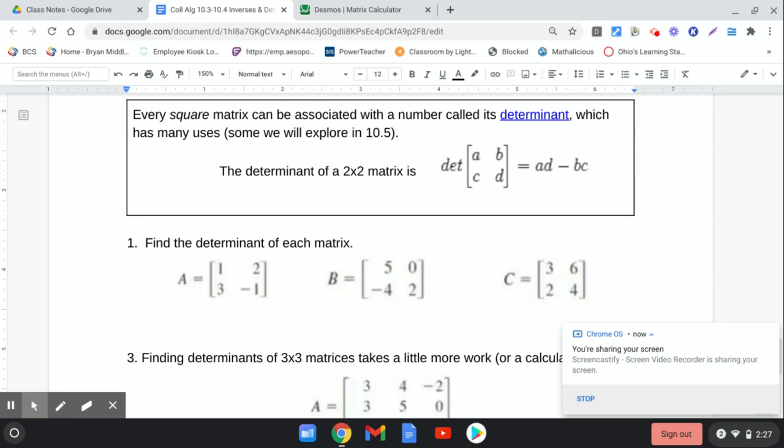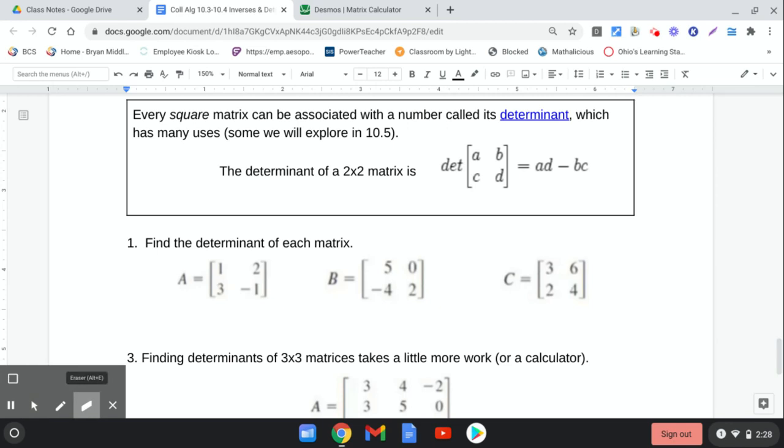The last thing that we want to talk about is something called a determinant. A determinant is something that is only associated with square matrices, and there's a bunch of ways that we use the determinant. We're going to see some of them tomorrow when we talk about lesson 10.5. So right now we just need to learn how to find the determinant.